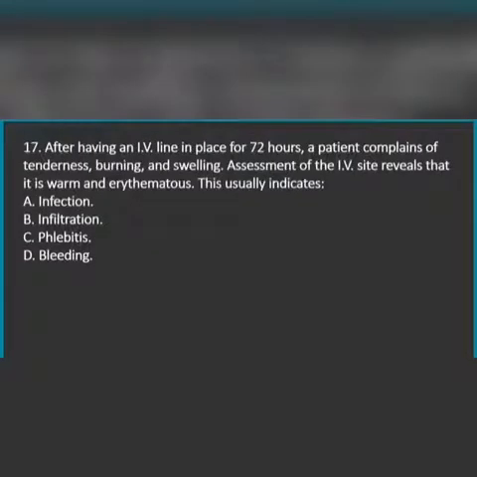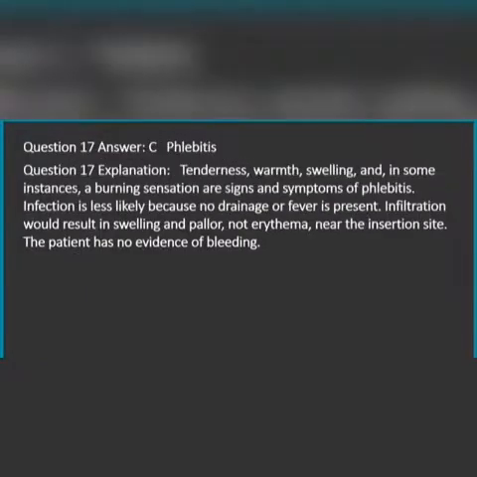Question 17. After having an IV line in place for 72 hours, a patient complains of tenderness, burning, and swelling. Assessment of the IV site reveals that it is warm and erythematous. This usually indicates: A. Infection, B. Infiltration, C. Phlebitis, D. Bleeding. Question 17. Answer: C. Phlebitis.